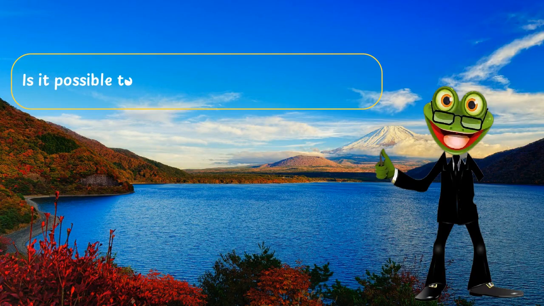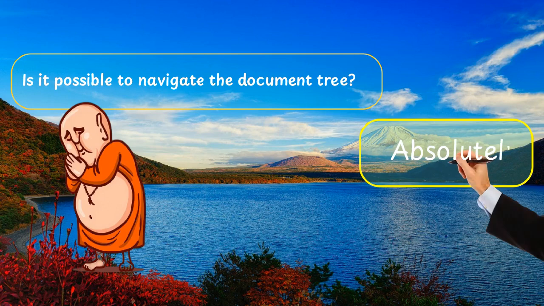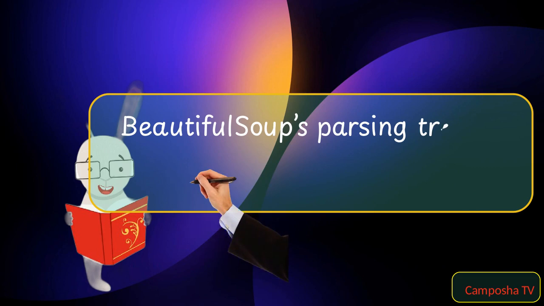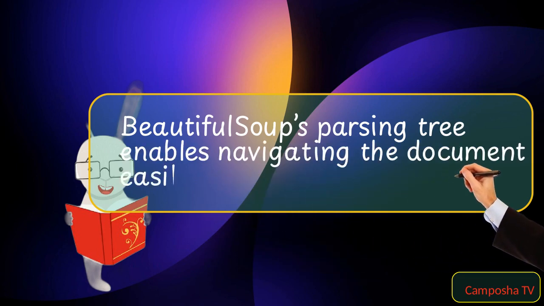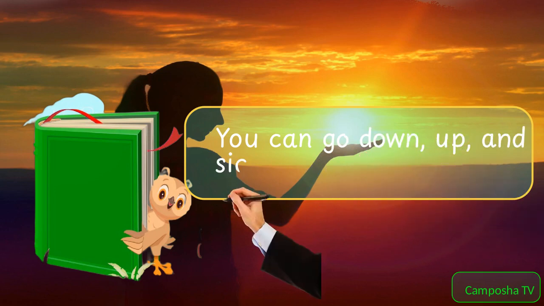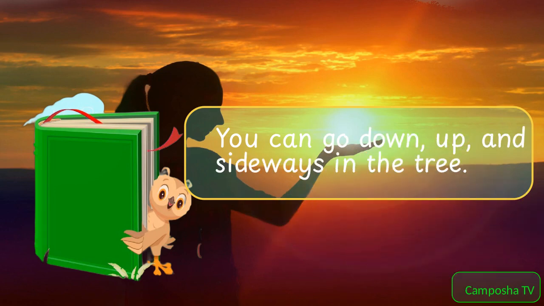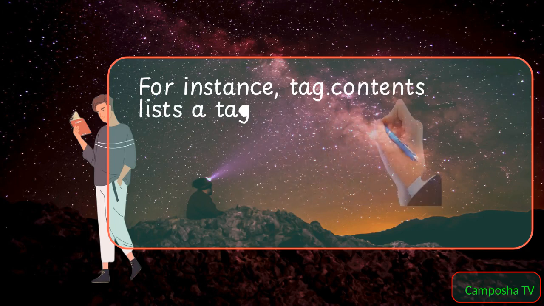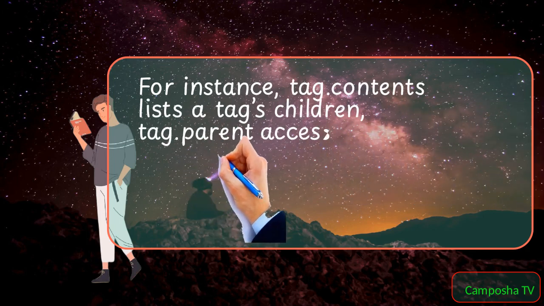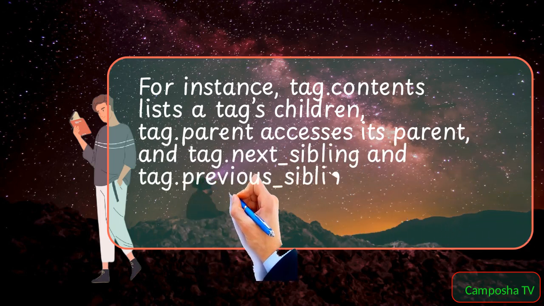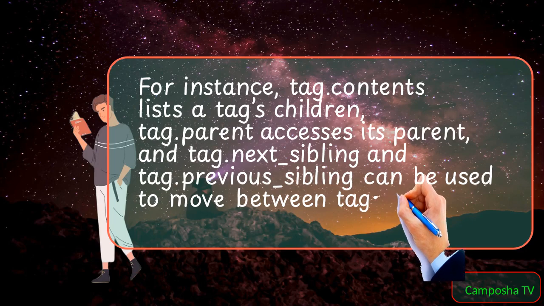Is it possible to navigate the document tree? Absolutely. BeautifulSoup's parse tree enables navigating the document easily. You can go down, up, and sideways in the tree. For instance, tag.contents lists the tag's children, tag.parent accesses its parent, and tag.next_sibling and tag.previous_sibling can be used to move between tags at the same level.